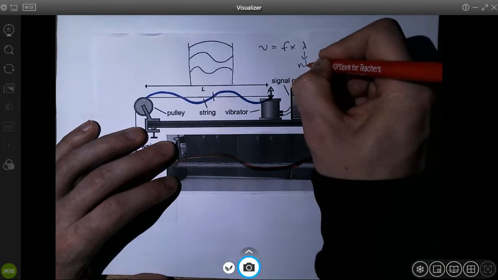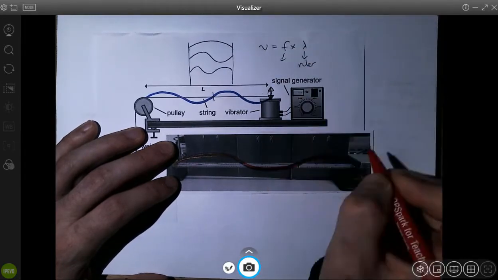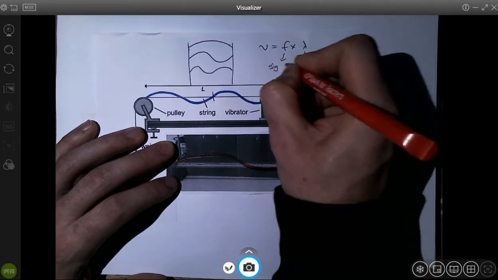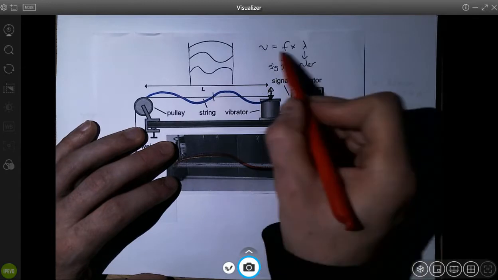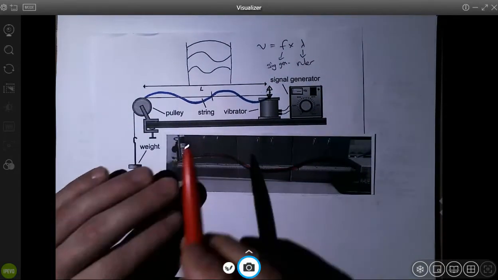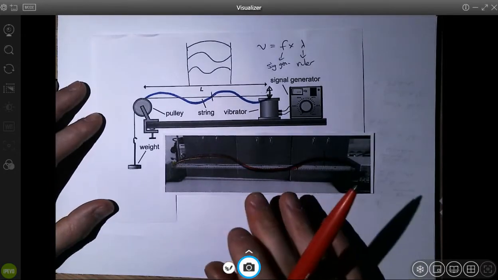This obviously comes from the ruler, the measurement, and this frequency, you'll be able to read it off the signal generator. There will be a little box and it tells you what the frequency is. So you just plug in the numbers. The main point with this is we're just talking about averaging over a large number of wavelengths, which is, of course, good for students and their practical skills.